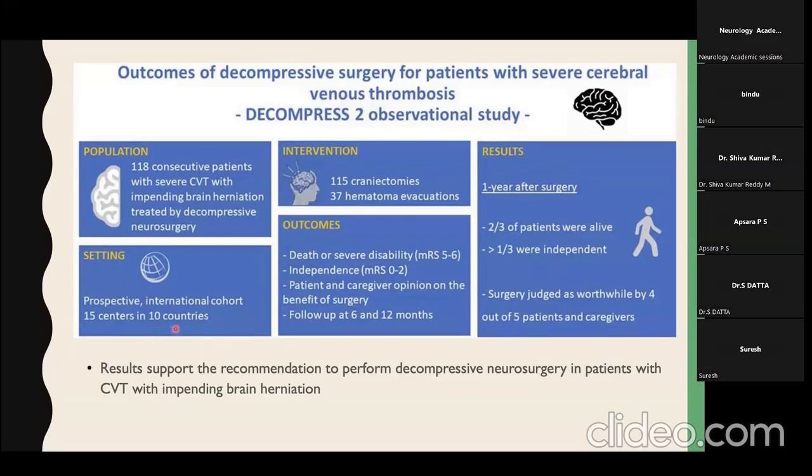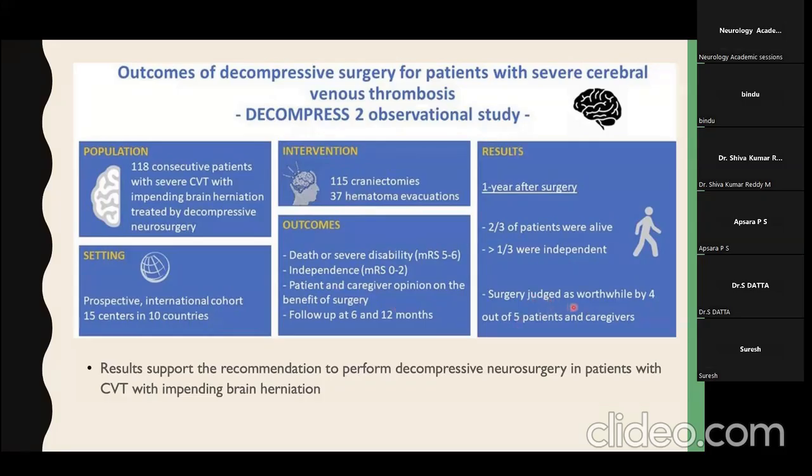Asian and Indian patients contributed maximum patients. Of course, this was in 10 countries, and India is also included.